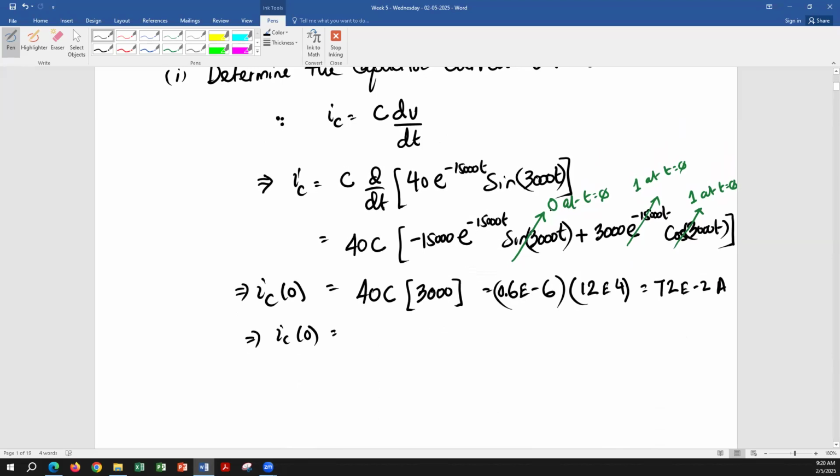Well, this is 0, this is 0, so the whole term is 0. That's 0.6 micro, not 6 micro. So that's going to be 7.2 exponent negative 2, or 0.072 amp, or 72 milliampere, not 720. So this is 72 milliampere, the result of the first one.